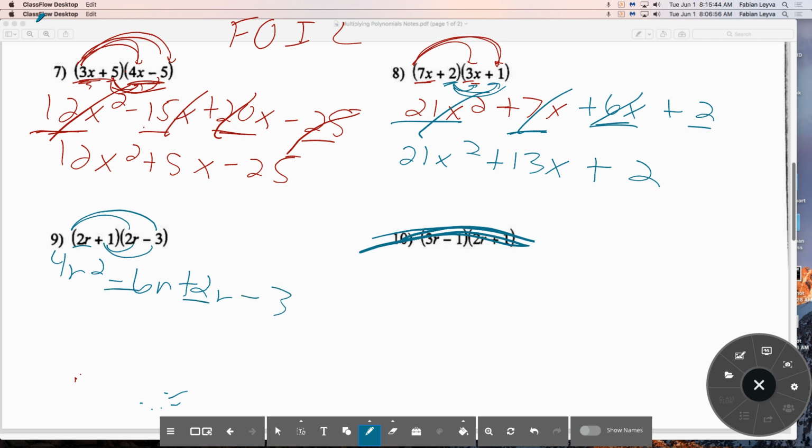Now, 99% of the time this is always going to work out where your middle terms are like terms and are going to be able to be added, especially if you follow the same pattern. So let's go ahead and add those. Negative 6r plus 2r is a negative 4r. Don't forget your negative 3. Everything has been combined and you are good to go.